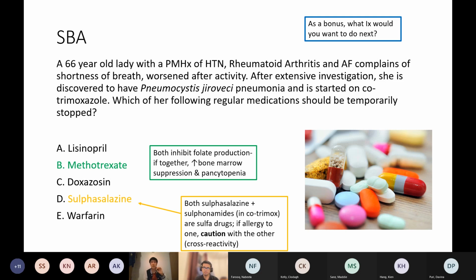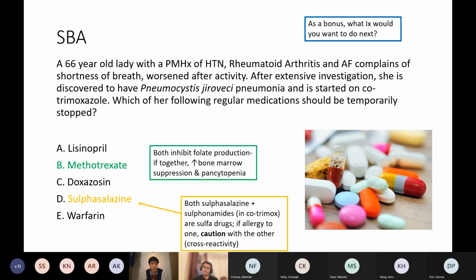But this is a very sneaky SBA that will trick you into thinking, oh, there are these adverse reactions, but you need to be specific as to why this is relevant. So in this lady, because there's no previous documented adverse reaction to sulfasalazine, it's absolutely fine to give her sulfonamides and therefore cotrimoxazole.